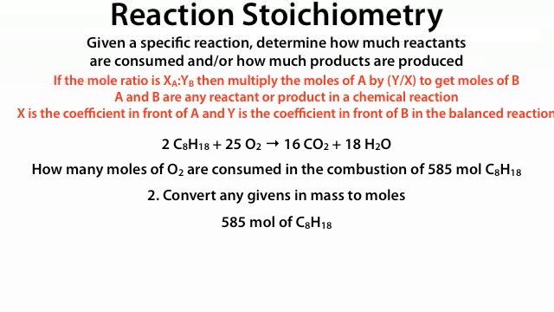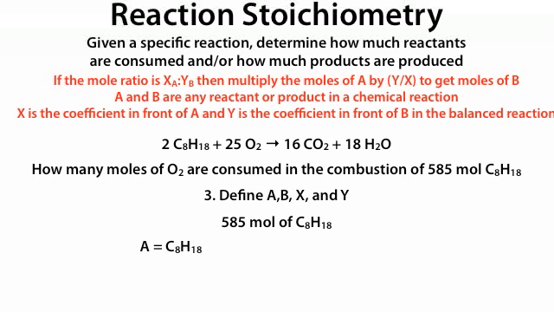So we have 585 moles of C8H18. Again, the work is done for us. Step 3. Define A, B, X, and Y. Since we have 585 moles of C8H18 and we're looking for moles of O2, A is C8H18, B is O2. X is the coefficient in front of C8H18, which is 2. Y is the coefficient in front of O2, which is 25.